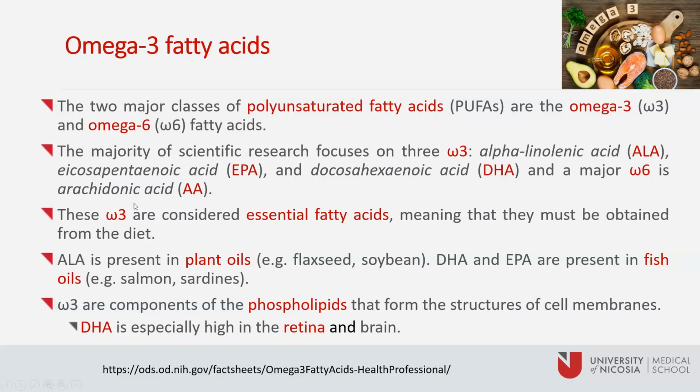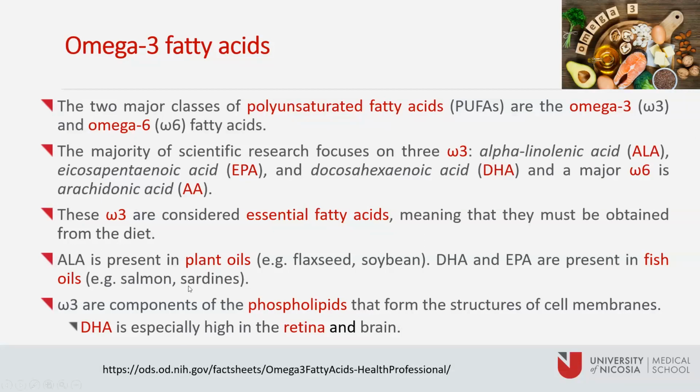So the fact that these omega-3 cannot be synthesized in our body means they are considered essential fatty acids. That means that we have to obtain them from our diet. Otherwise, it's quite hard for the body to synthesize them. Although you can synthesize some of the EPA and DHA from the ALA, those are very insignificant quantities.